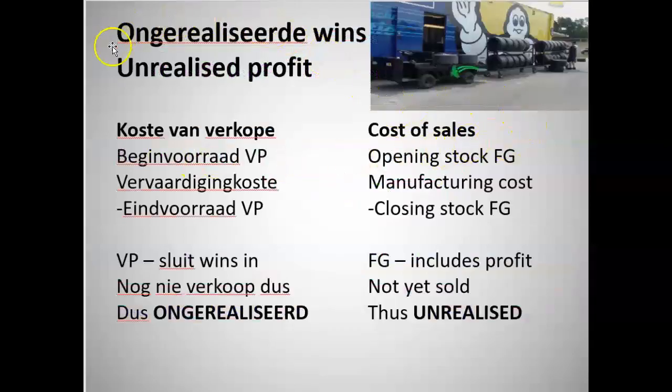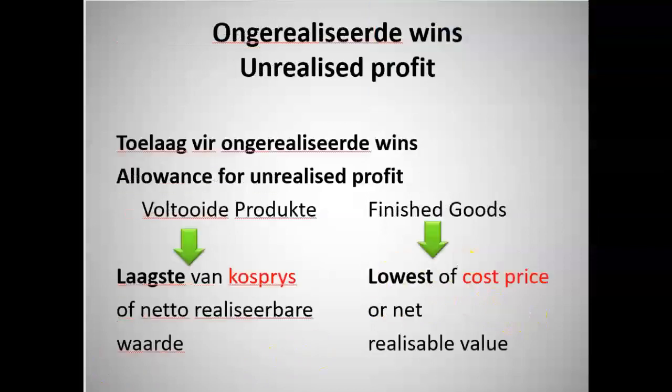So when we talk about unrealized profit, cost of sales, opening stock in my finished goods, my manufacturing cost, and my closing stock of finished goods, all of them include an unrealized profit component. Therefore, cost of sales also has an unrealized component. I will show you in a little while, in an example, how we're going to determine that unrealized profit in cost of sales.